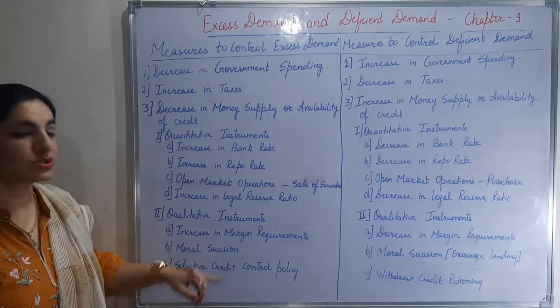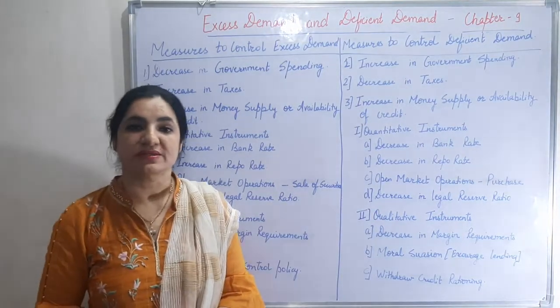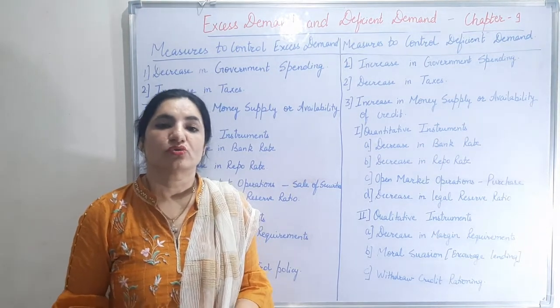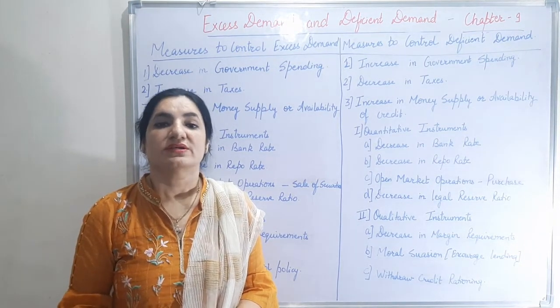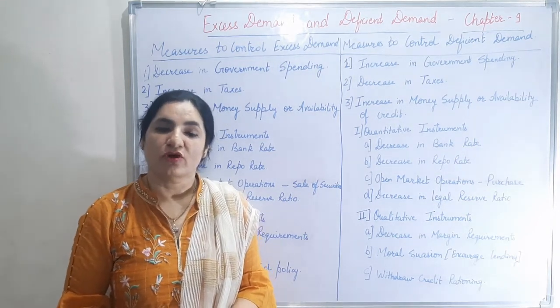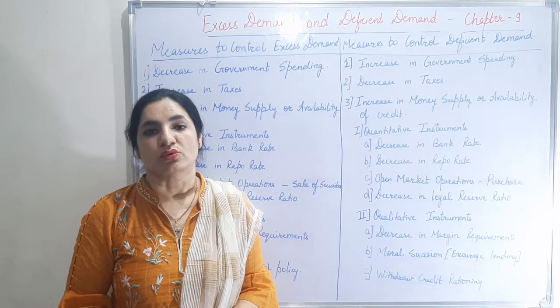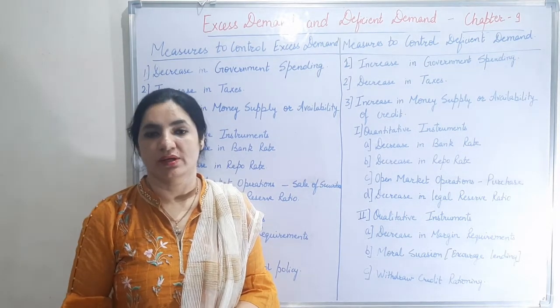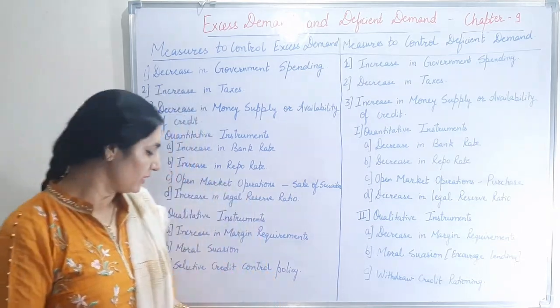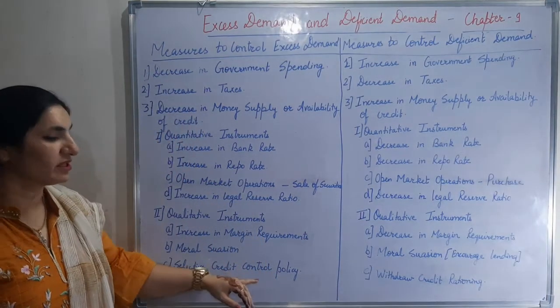Next is moral suasion. Moral suasion means that only through advice or through written documents or circulars, the RBI instructs or informs the banks not to give more money as loans so that the money supply can be controlled. Next is the selective credit control policy.